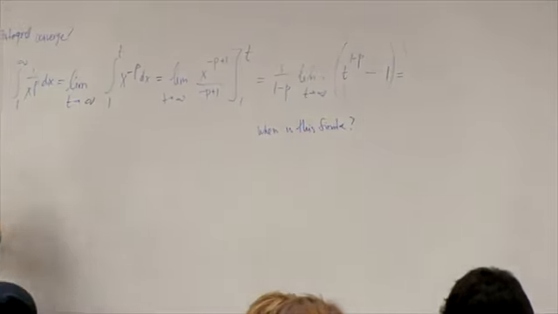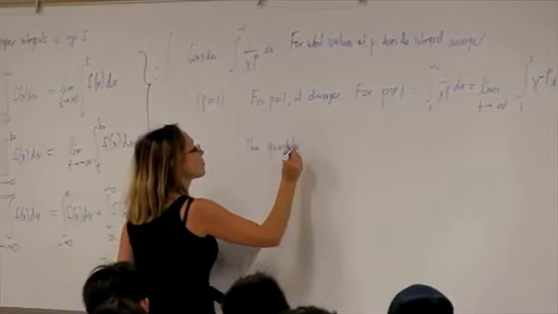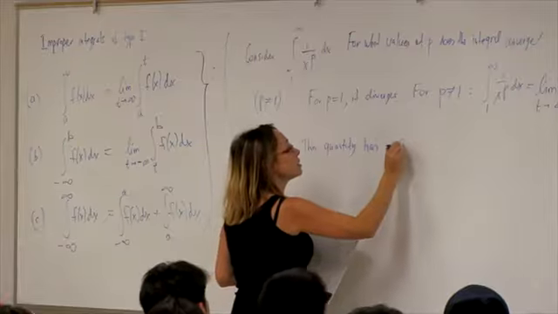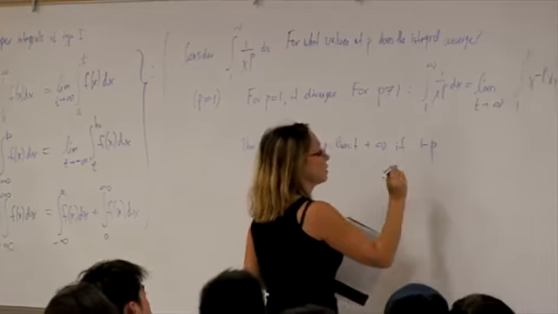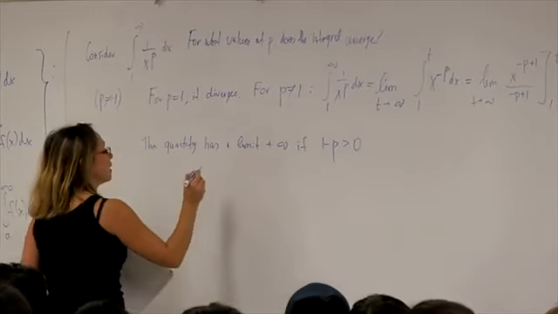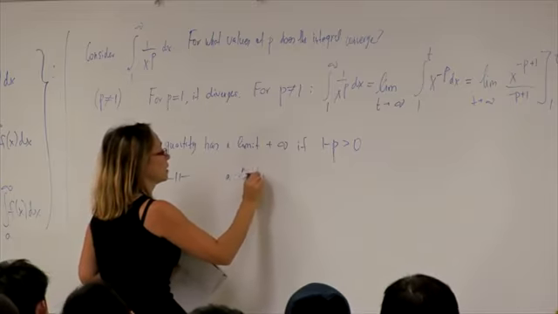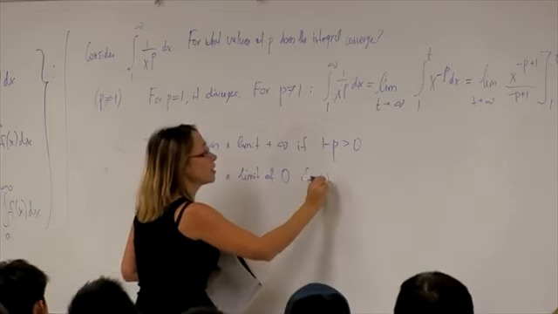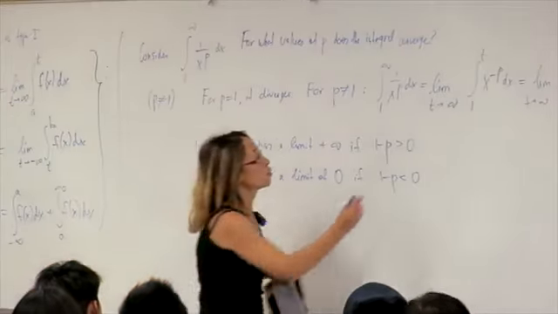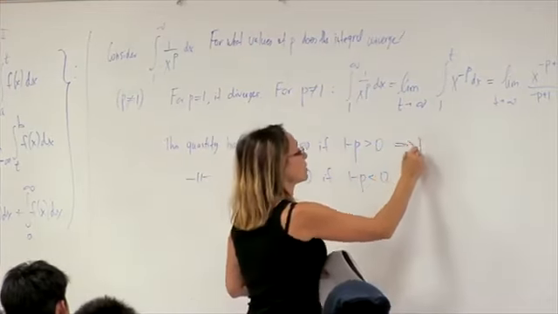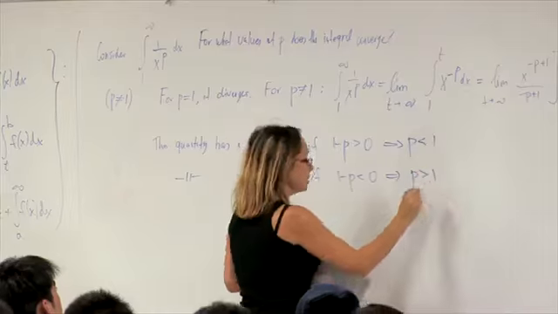So this quantity has a limit plus infinity if the power is greater than 0. And it has a limit of 0 if this power is negative. Correct? So this I can invert and say that this is the same as p less than 1, and here p is greater than 1.